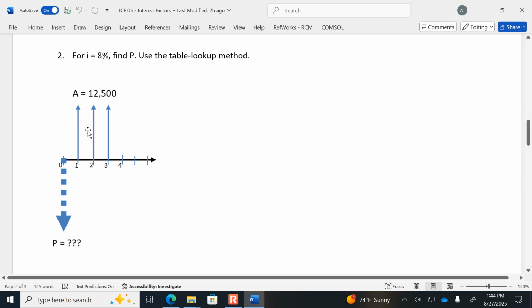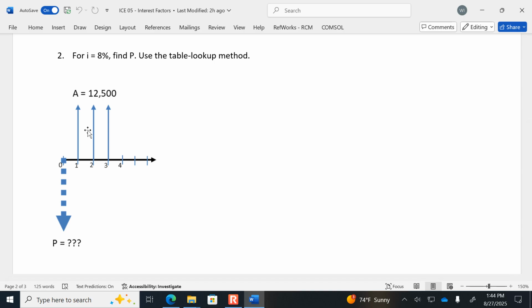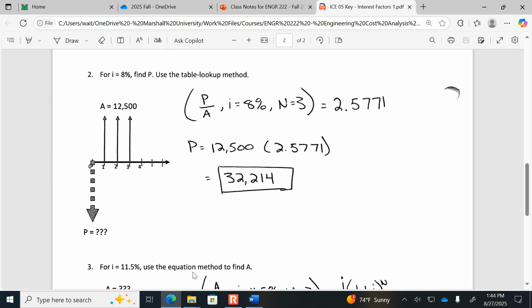So go to N equals 3, the third row in the 8% column. And then we're looking for find P given A. That's the column that's called present worth. So if we use the table lookup method for that, then we find the factor is 2.5771 multiplied by the magnitude of A. So P is 32,214. So number of digits in our factor was 1, 2, 3, 4, 5. And that's the number of digits that I've included in the final answer as well.